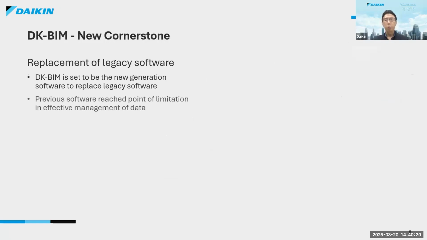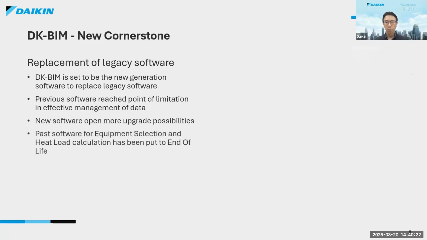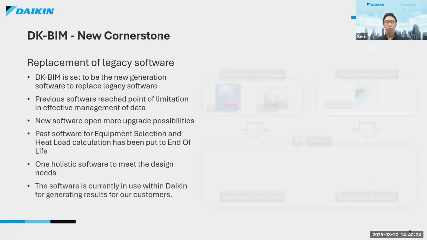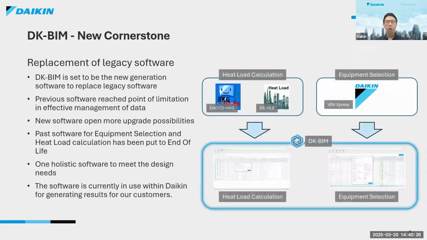DKBIM is designed to be a new cornerstone application within Daikin. It is set to be the replacement for our legacy software used for load calculation and equipment selection. Our workhorse software has reached the limits of efficacy and makes way for DKBIM. Using newer technologies, we crafted DKBIM for the new era, posing a greater range of upgrade possibilities.